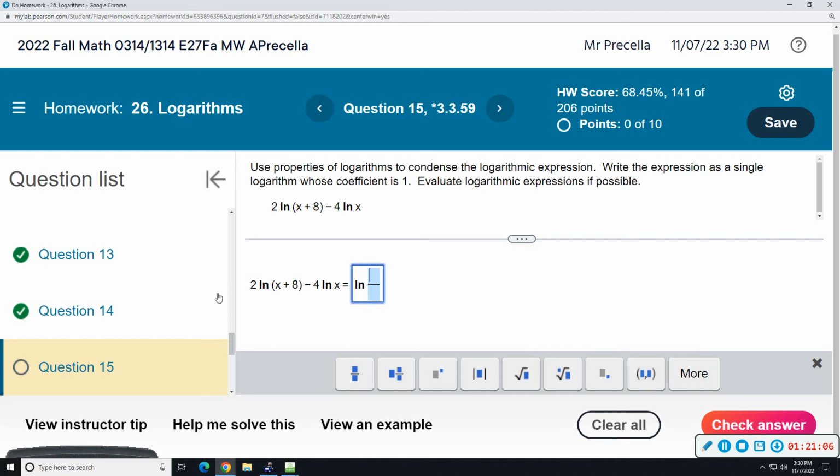Now, be careful. The 2 is an exponent. So what am I going to type up there on top? X plus 8. Keep those parentheses, since there were parentheses to begin with here. Raised to the second. See, the 2 is an exponent on the x plus 8. What's going to go on the bottom? I'll give you a hint. 4x or x to the 4th? X to the 4th.